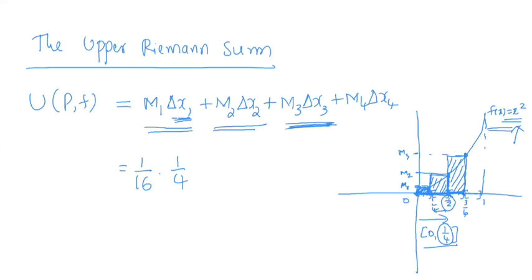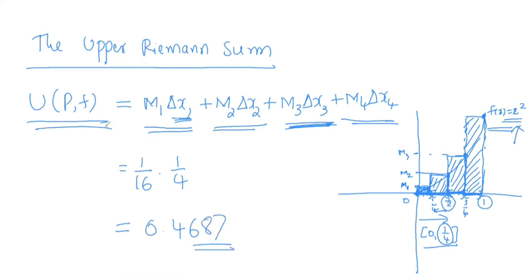Now finally, the last term, M4 into delta x4. Capital M4 is the maximum value of the function in this interval, corresponding to the maximum value of x, into the length. So this will give you the area of this rectangle. On summing up, you will get the value 0.4687, which is nothing but the upper Riemann sum.